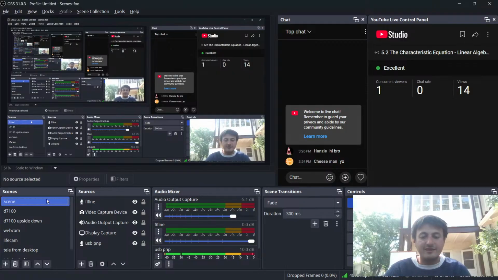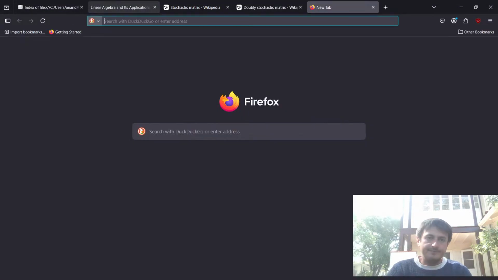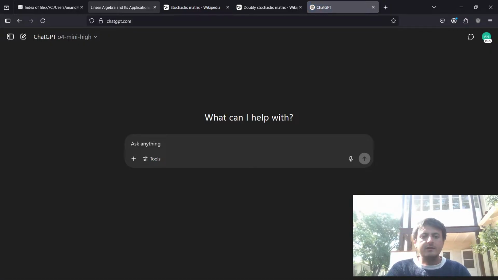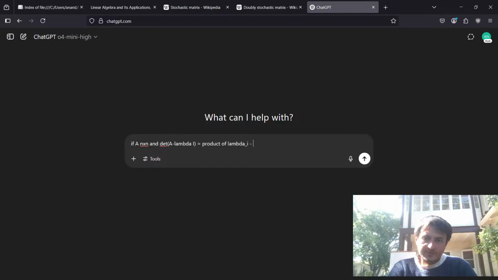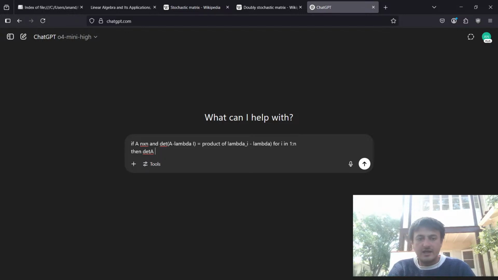All right, so I think I get it. If A is n by n and the characteristic polynomial det(A minus lambda I) is equal to the product of (lambda_i minus lambda) for i from 1 to n, then det A is equal to the product of the lambda_i. But why?